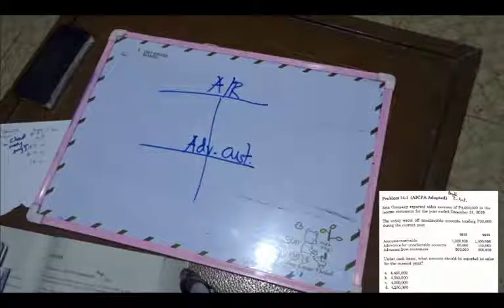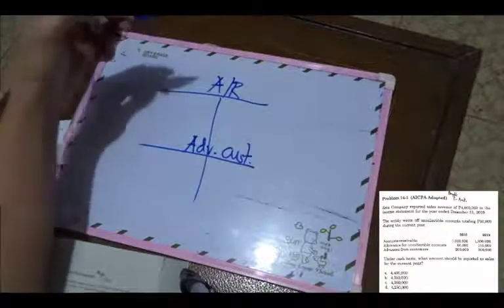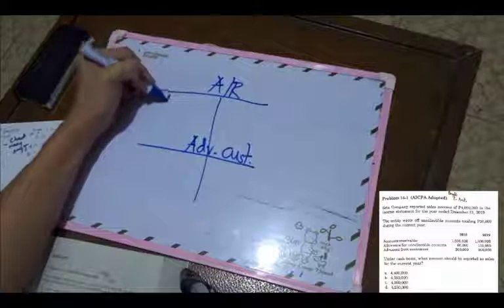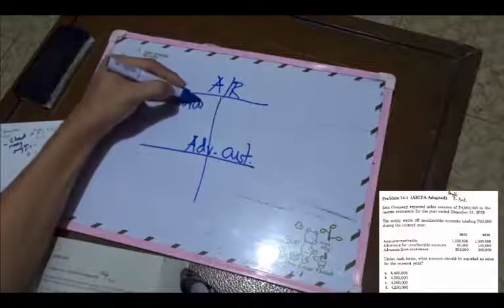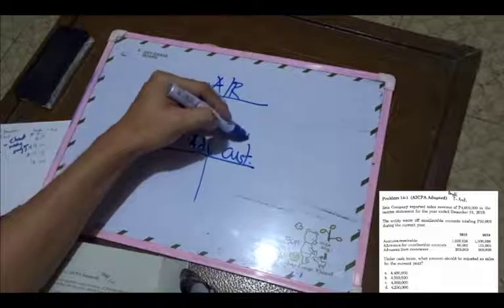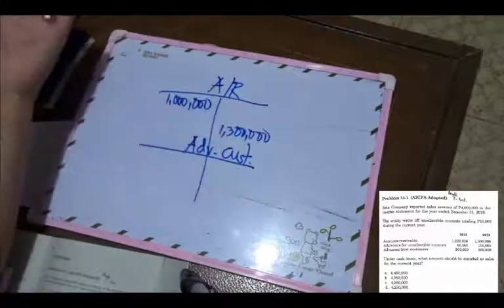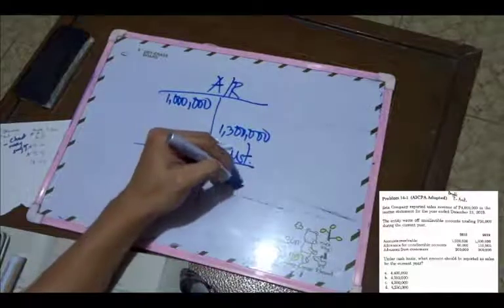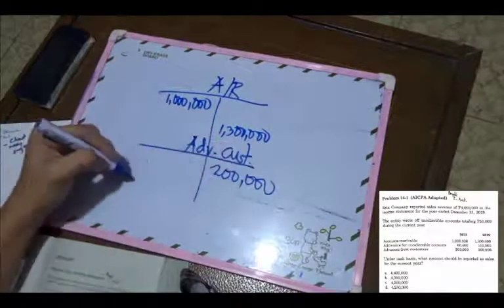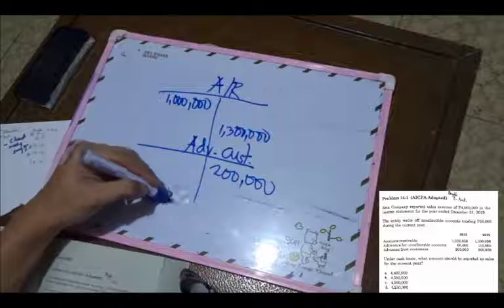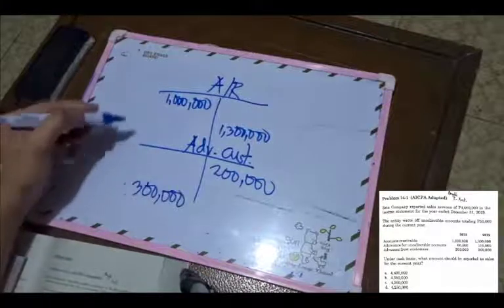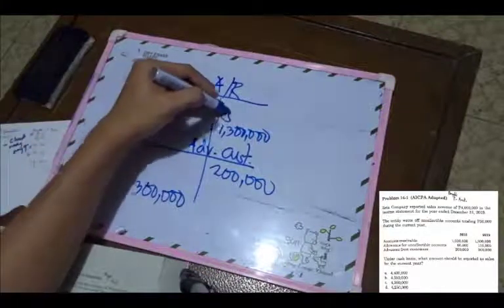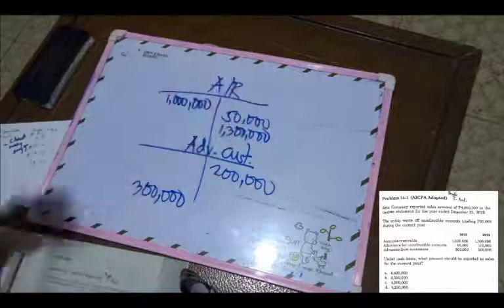And then we plot the given data. So debit, AR beginning balance 1 million, credit, AR ending balance 1.3 million. Advances from customers is a liability account, so we credit 200,000 as beginning balance, debit 300,000 ending balance. And then you have a write-off amounting to 50,000, so write-off is on the credit side.